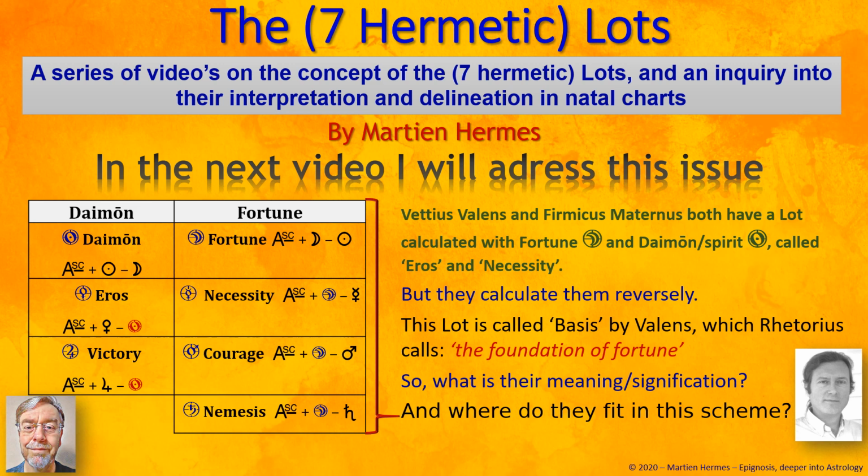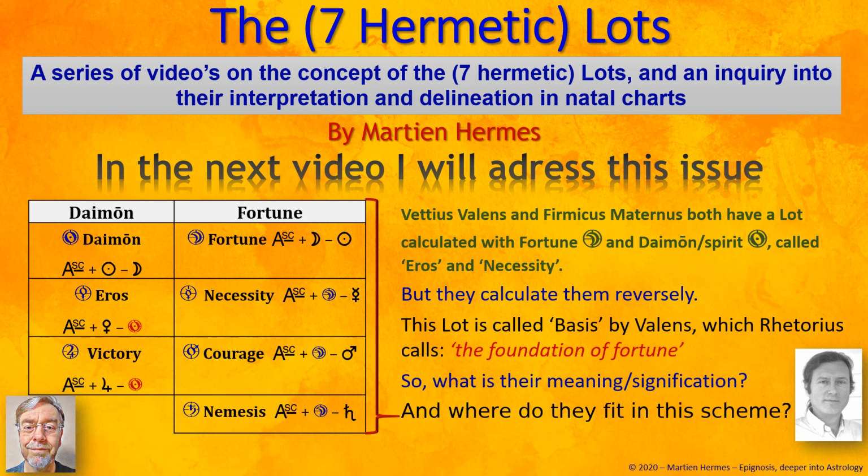I hope you're not offended by it, and I hope you will keep looking at my videos, because in the next one I will address this issue: the fact that Vettius Valens and Firmicus Maternus both have a lot calculated with fortune and the daimon, and they call it errors and necessity, but they calculate them in the reverse order. So one has the Ascendant plus fortune minus spirit and calls that errors or necessity, and the other one has it the other way around.